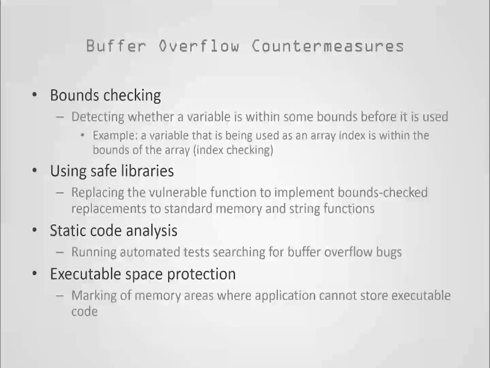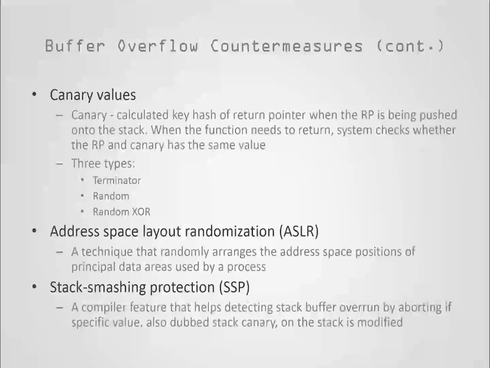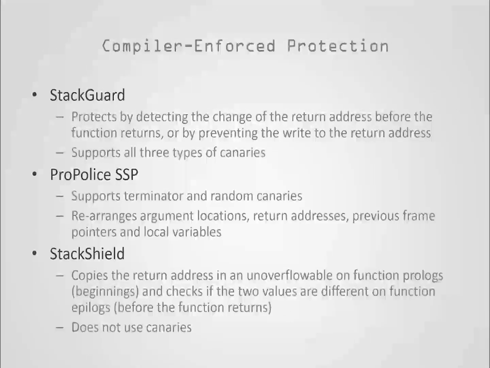Now, countermeasures for buffer overflows: bounds checking, using safe libraries, static code analysis, executable space protection, and even things like canary values. Microsoft introduced some years ago something called ASLR, or address space layout randomization, which means that even if you get an exploit to work, it will only work that one time, because after that, it won't work anymore. There's stack smashing protection, and there's even some compiler-enforced protection. What that means is it tries to keep you from writing the code in the first place, so it won't even compile if you've written vulnerabilities into the code.